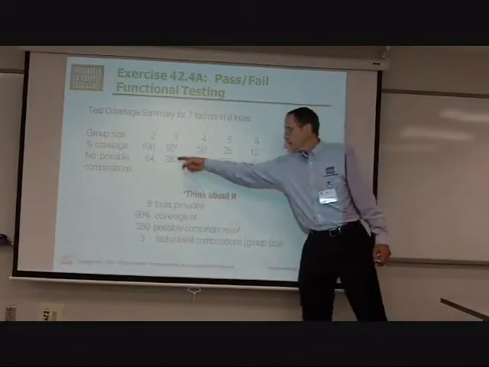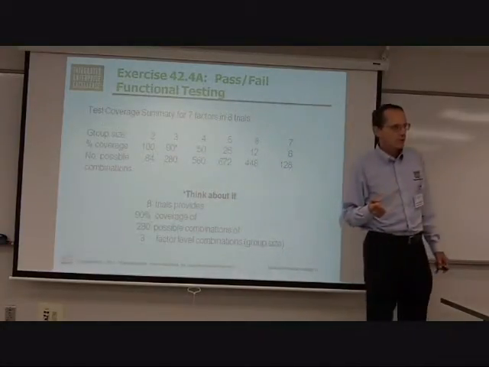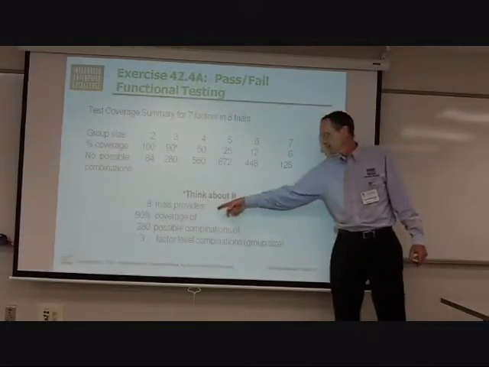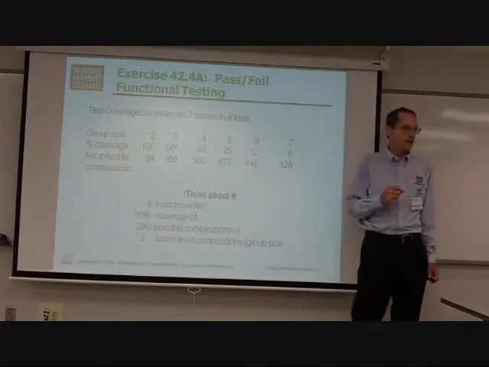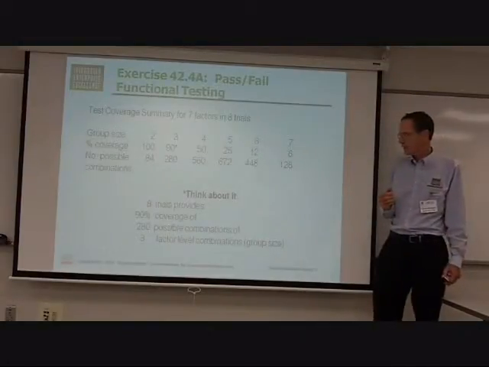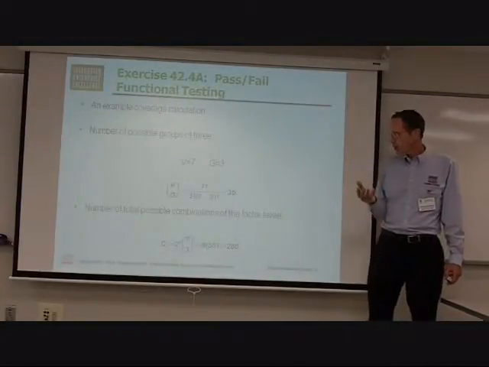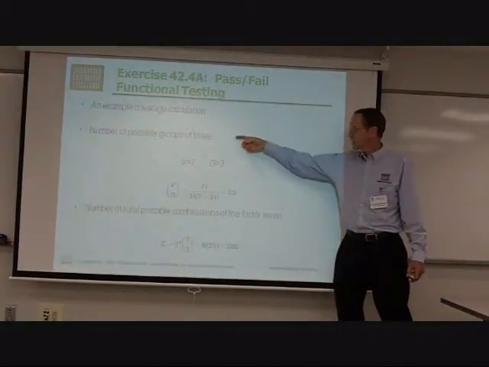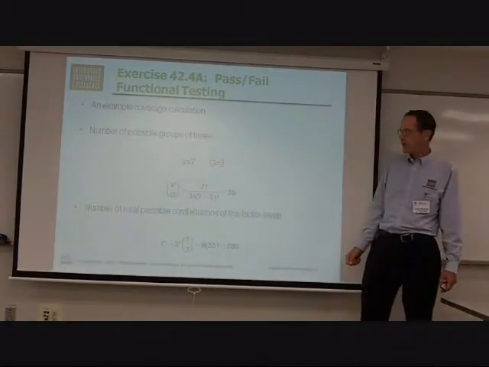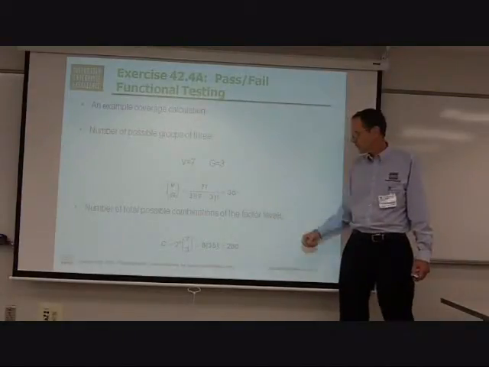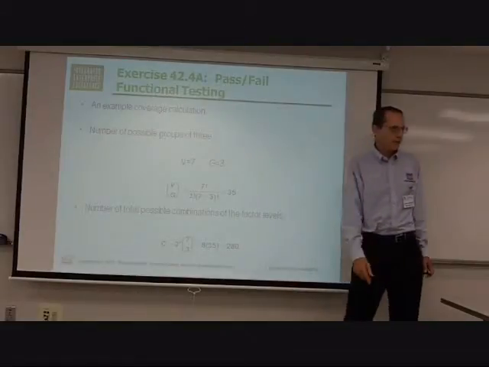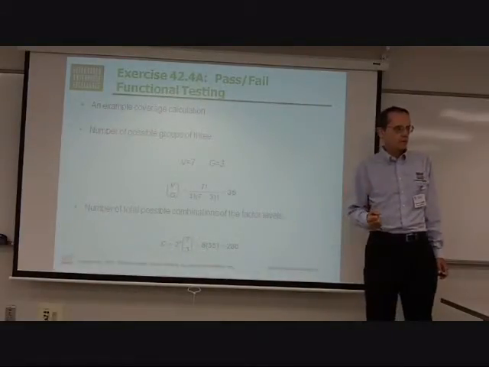Now, it turns out there are 280 possible combinations in group size 3. So 8 trials provide 90% coverage of the 280 possible combinations in group size 3. Now let me show you how you calculate that. This is just dealing with the number of possible groups of 3, which turns out to be 35, and then you run through the math here, and it comes out to 280. So there are 280 possible combinations.